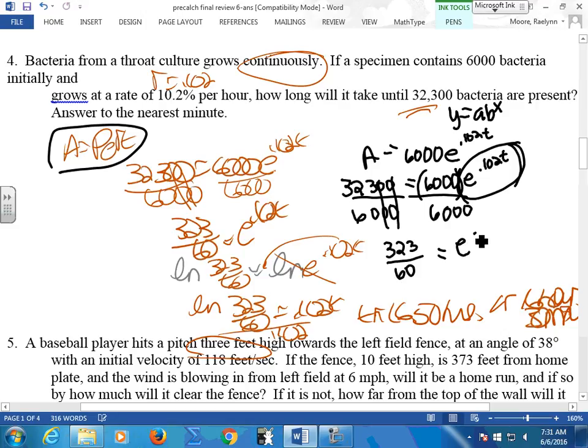So now it looks a little bit better. The one thing that will bring this down is the logarithm. So in order to do that, we have to have a log space. So we take the ln of both sides. Just keep this together. This is fine.